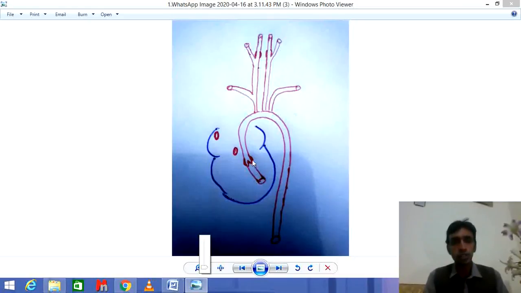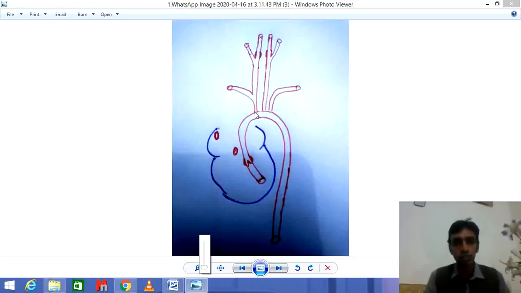You can also see here the aortic walls. This is the aortic wall, made up of three flaps. These two are nodes: this is the SA node and this is the AV node. This is the ascending aorta, this is the aortic arch, and this is the descending aorta.